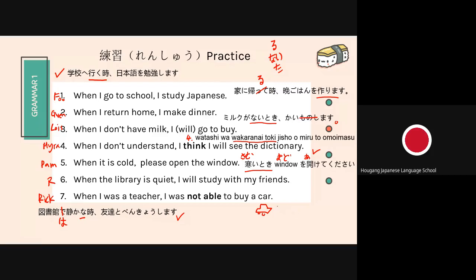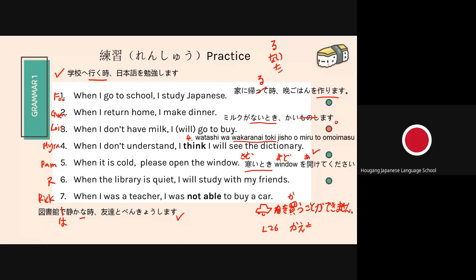I write out the elementary two format first. Kuruma o kau koto ga dekimasen or dekinai. Okay? Then the elementary two part, I think you all know this. Not able to buy. Another one you will learn in lesson 26. Is kaenai.